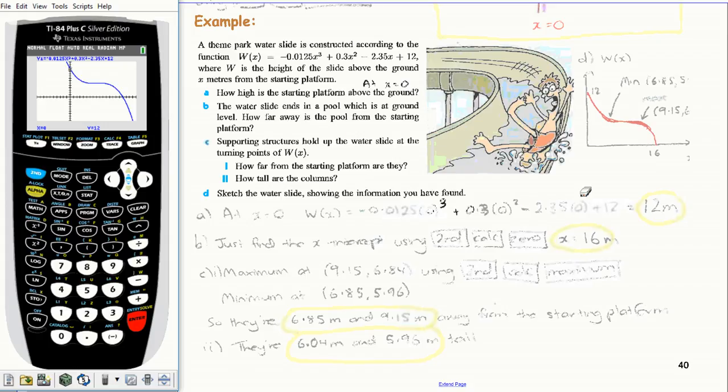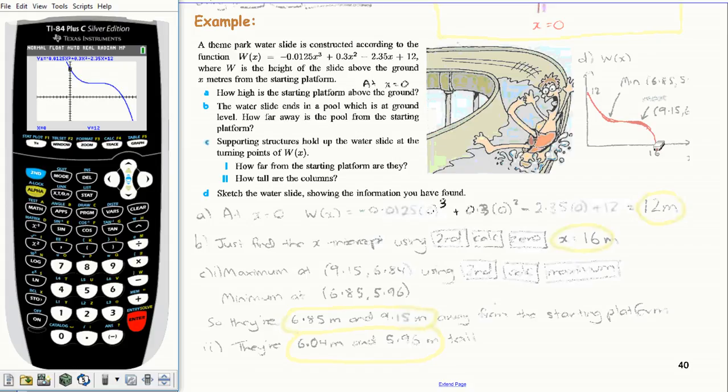You can pop that in the GDC and just work out the answer, and you get 12 as well. So both ways are fine. B. The water slide ends in a pool, which is at ground level. So the water slide ends here, at a pool at ground level.